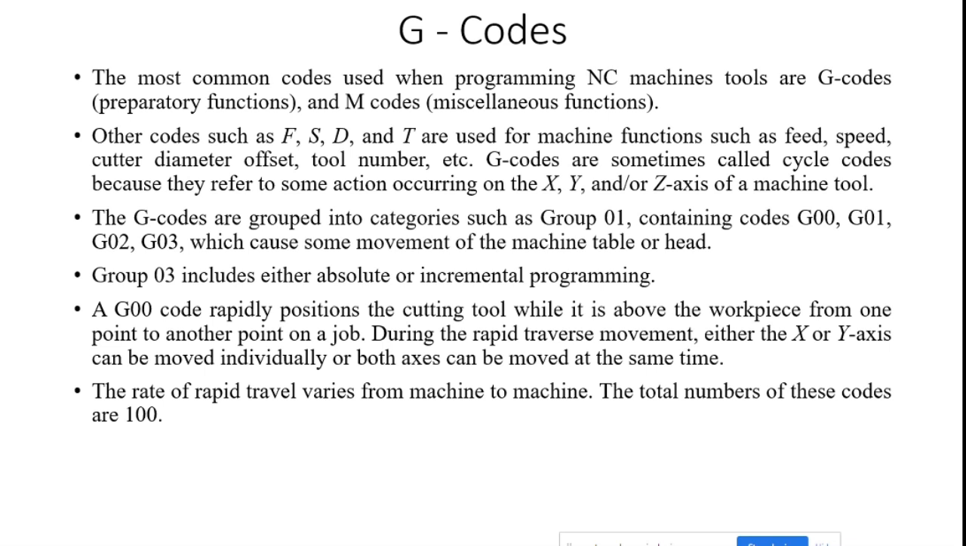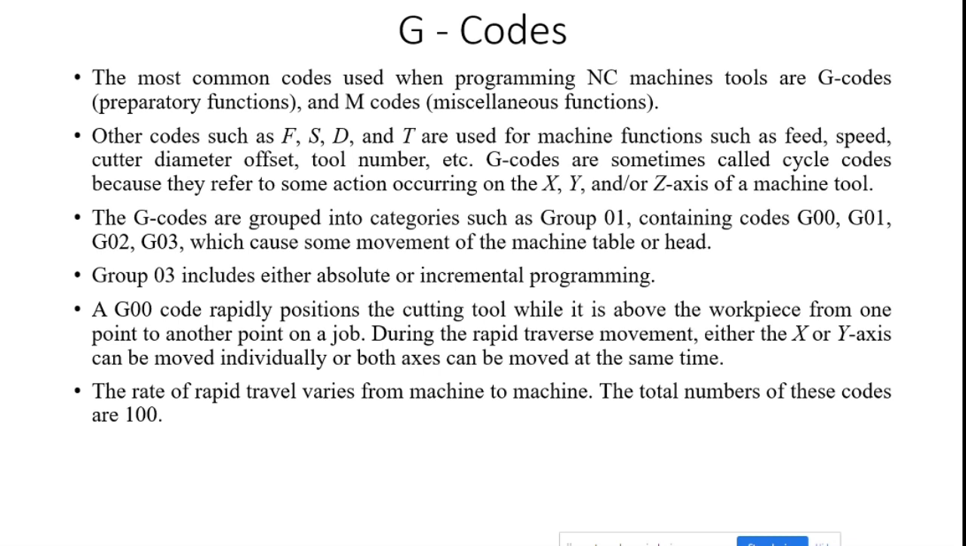After that, group 3 is also available, which covers which kind of programming dimensioning I utilize, absolute programming or incremental programming. Yesterday I told you about what the absolute coordinate system and incremental coordinate system are. And then the G00 code rapidly positions, because we always utilize the G00 code for rapid motion of the tool from its datum position to the workspace.